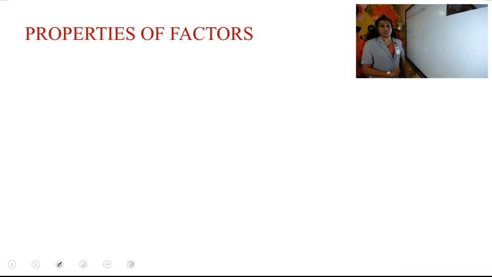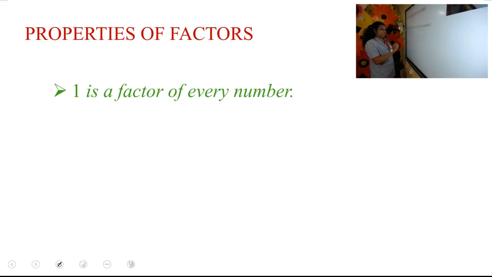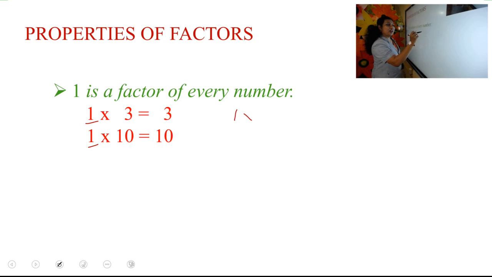Next is the properties of factors. Now, we learn how to write the factors. The first property is, I told you earlier, 1 is the factor of every number. Here, 1 into 3, 3. 1 into 10, 10. 1 into 100, 100. So, this 1 is a factor of every number. That is the first property.